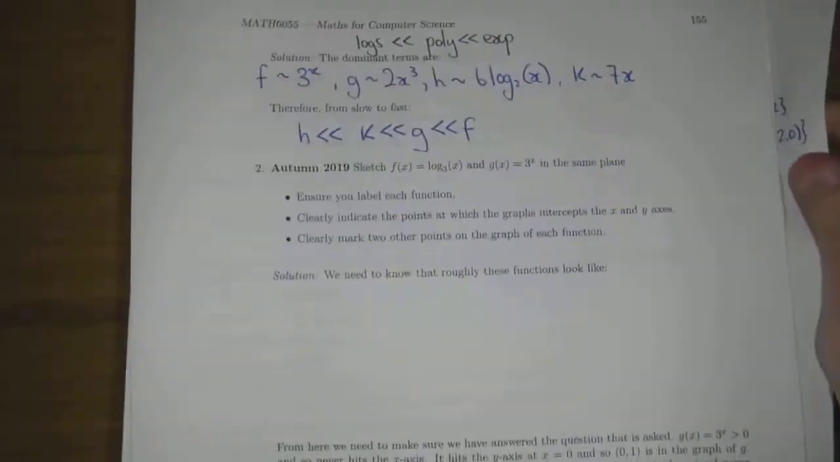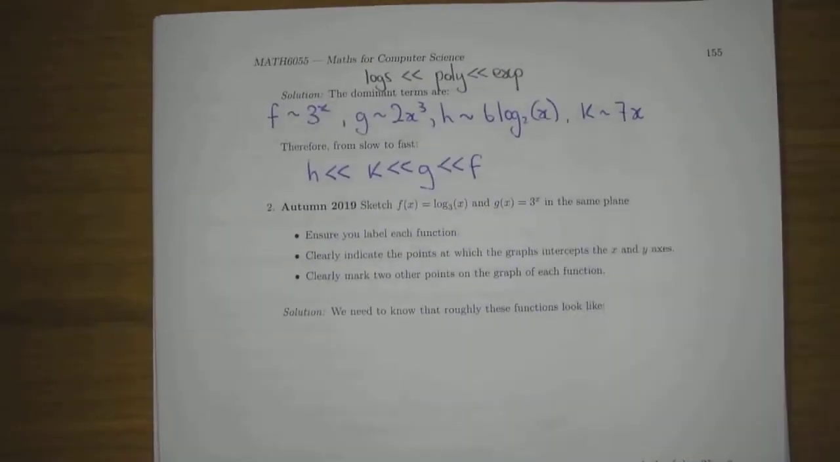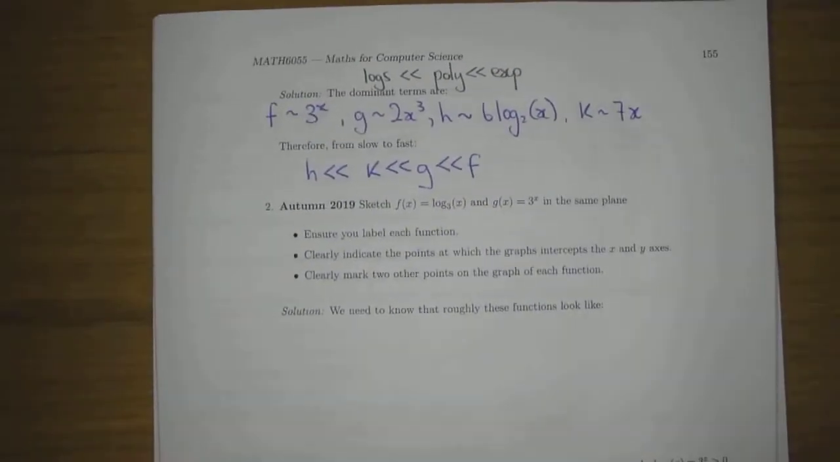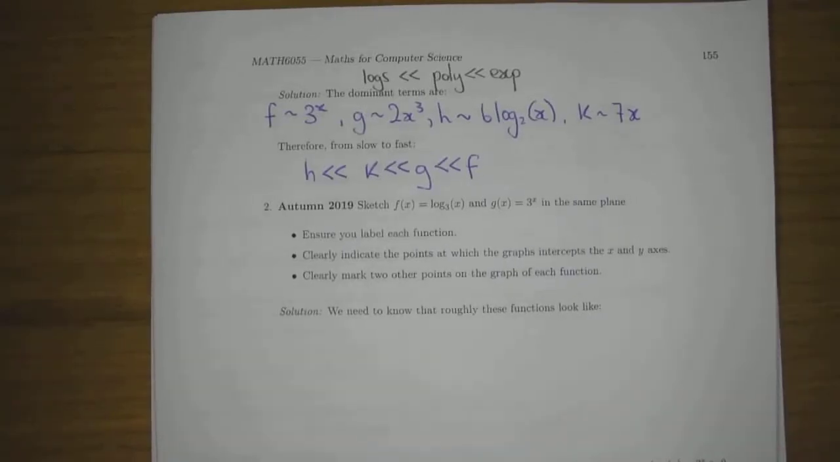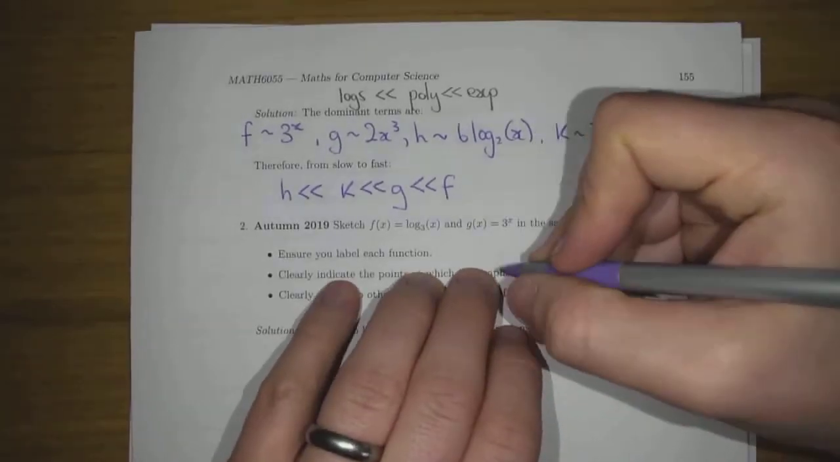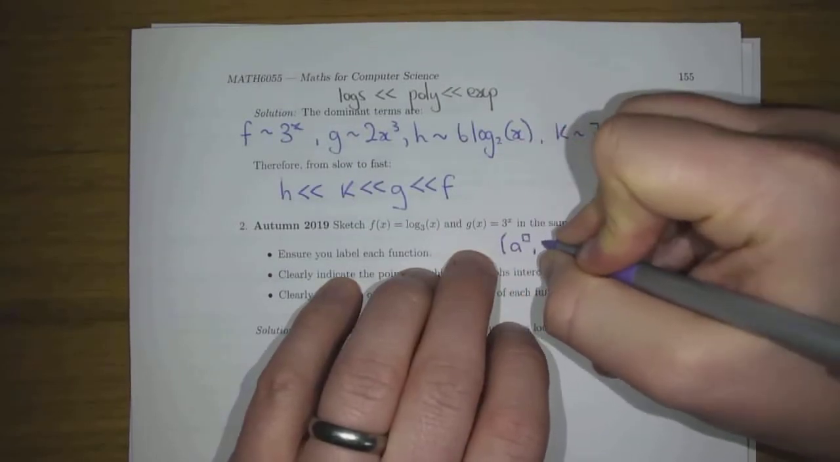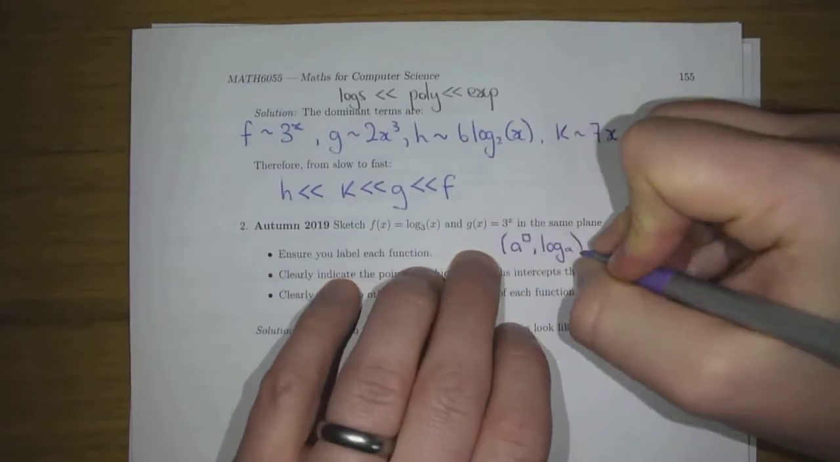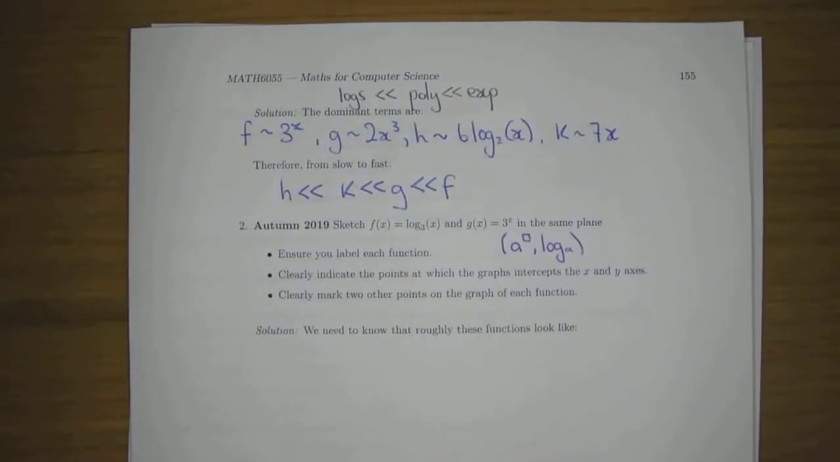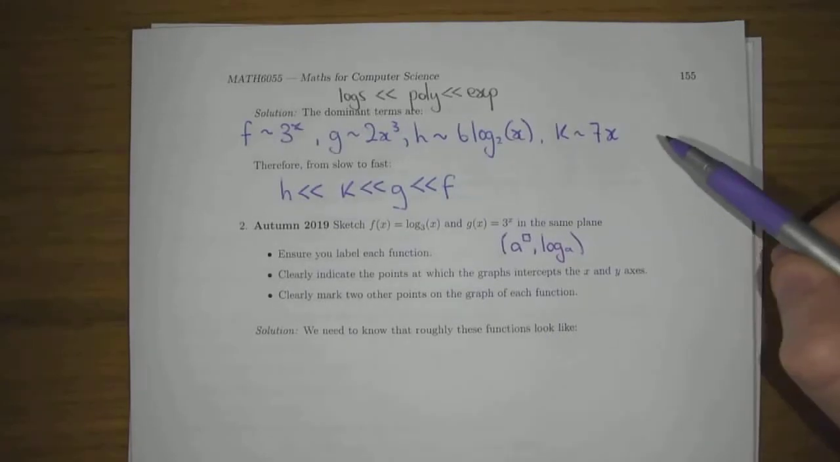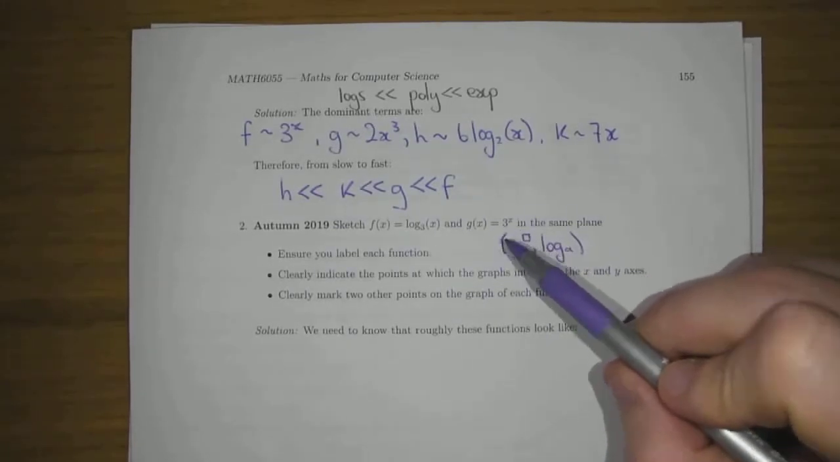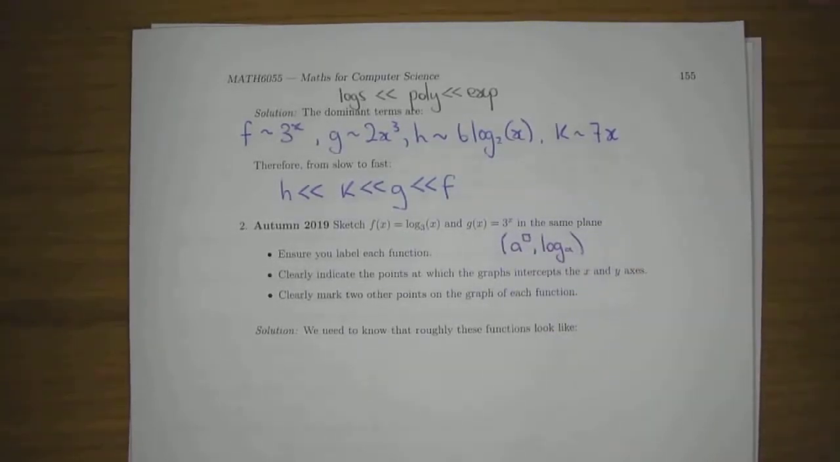Another question here, sketch these in the same plane. Now these are actually inverses of each other. Like this is something we've spoken about in the algebra section. So a to the power and log base a are an inverse pair. So now we're only going to do it roughly. Now the log, we know the basic rough shape of the log. We know the 3 to the x is an exponential. That's just our basis. So it wants us to ensure we label each function.